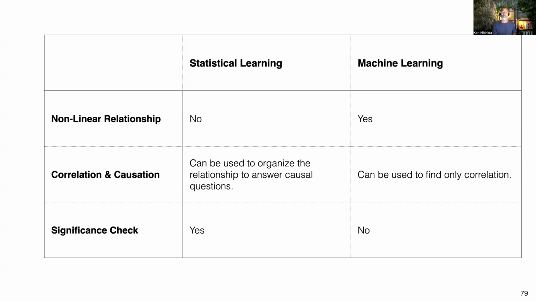But statistical learning is not really about the correlation. It's not necessarily that you can find a causation answer, but it's also very useful when you want to organize a relationship to answer causal questions. And then the significance check, the statistical learning does it, but machine learning doesn't.